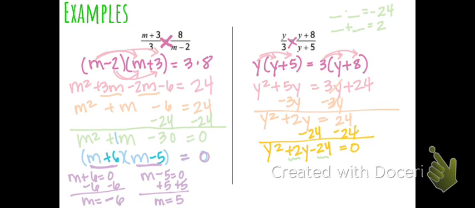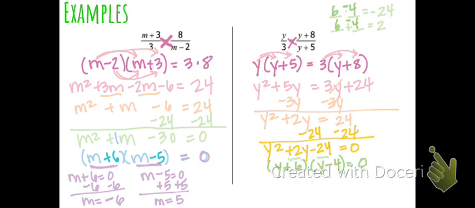6 and 4 have a difference of 2, so let's try 6 and 4 and think which of these has to be negative so that when we add them, the answer is positive 2. It's going to be negative 4. 6 times negative 4 is negative 24. And 6 plus negative 4 is positive 2.